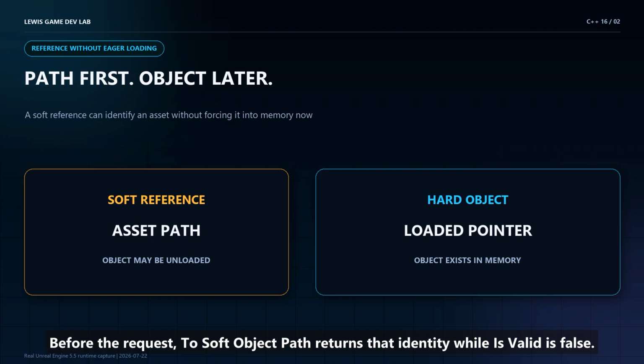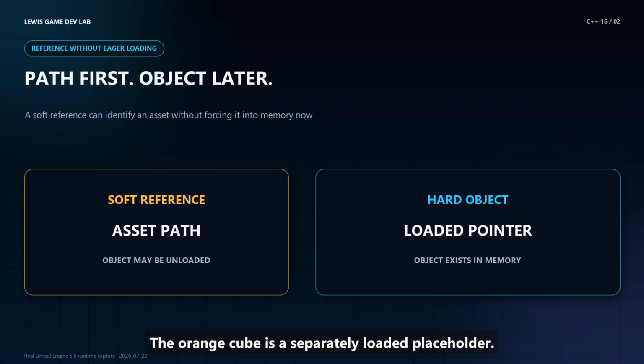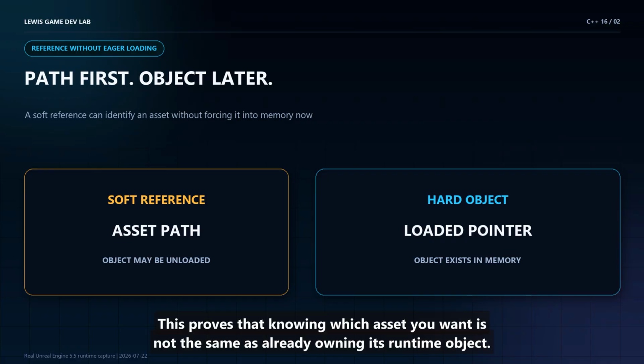The demo soft path is engine/basic-shapes/sphere.sphere. Before the request, TSoftObjectPtr returns that identity while IsValid is false. The orange cube is a separately loaded placeholder. This proves that knowing which asset you want is not the same as already owning its runtime object.